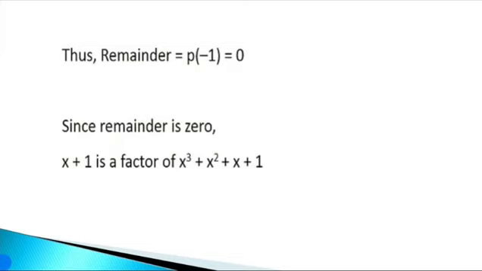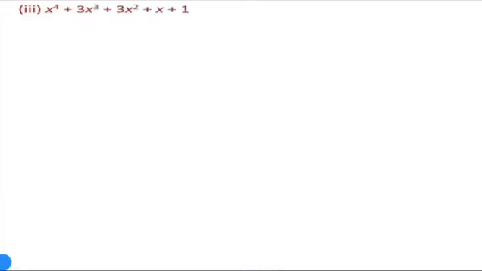Now I am going to solve sub question 3. Sub question 3 says x to the power of 4 plus 3 into x to the power of 3 plus 3 into x to the power of 2 plus x plus 1. So now for this polynomial we need to find the factor, where the given divisor is x plus 1. So write down the solution.